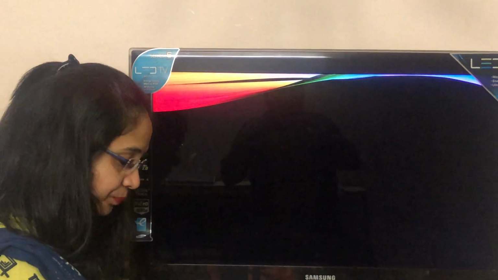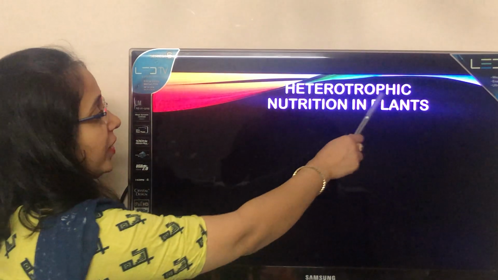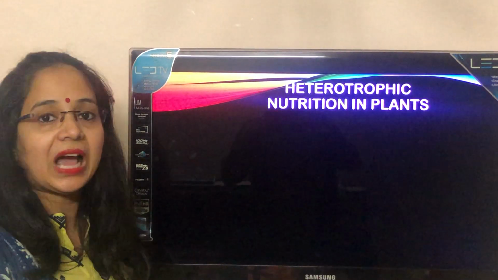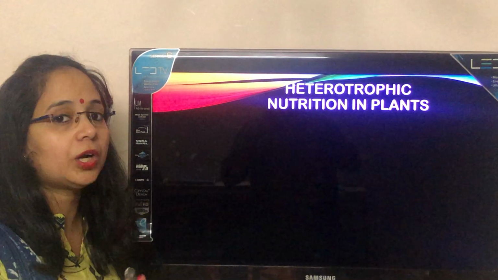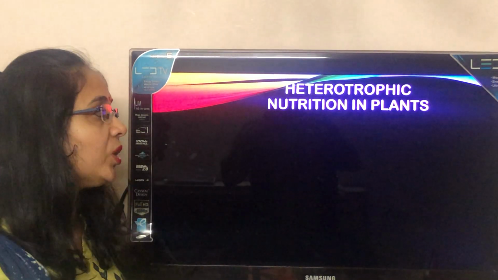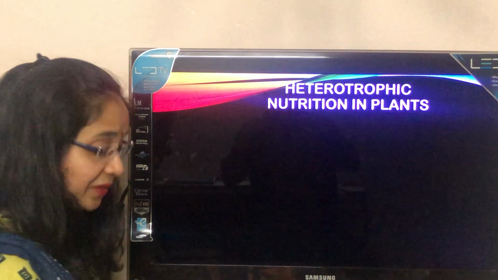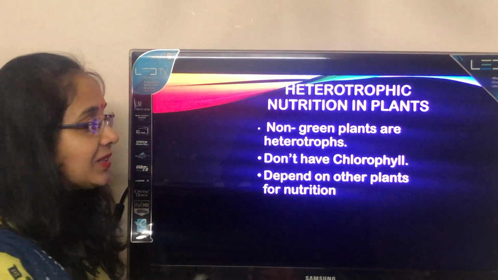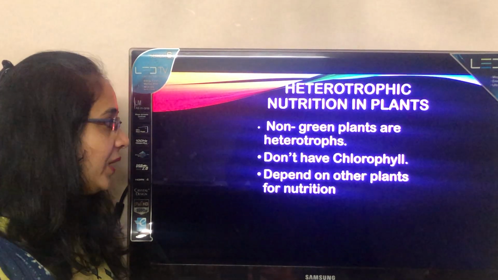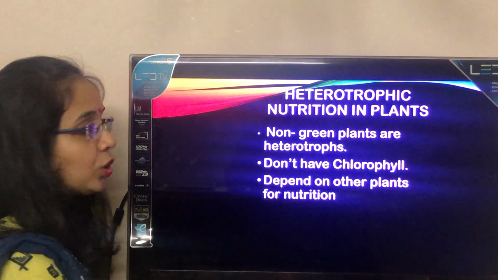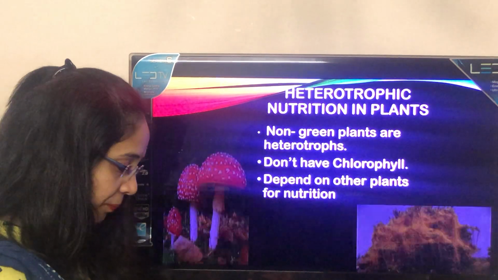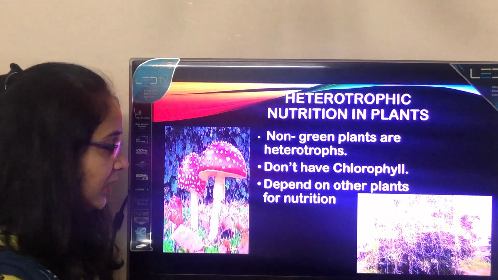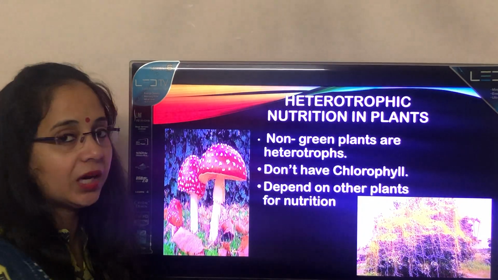Let's continue further. And the next thing is about heterotrophic nutrition in plants. So in chapter 1 we have talked about the two modes of nutrition, in which one mode is the heterotrophic mode of nutrition, in which plants cannot make their own food. So why can plants not make their own food? Obviously they don't have chlorophyll, they are non-green plants and depend on other plants for their nutrition, for food. So here are the examples. Here are the pictures of two plants which we are going to learn in further slides: mushroom and amarbel cuscuta.